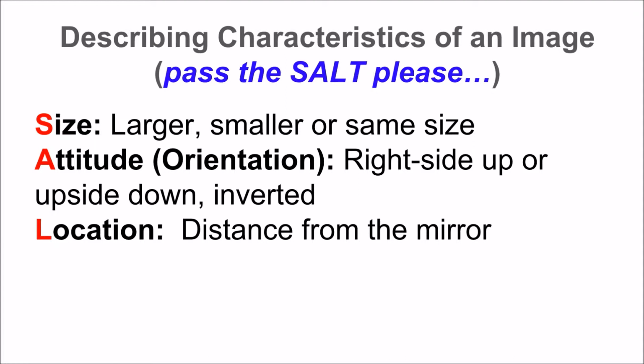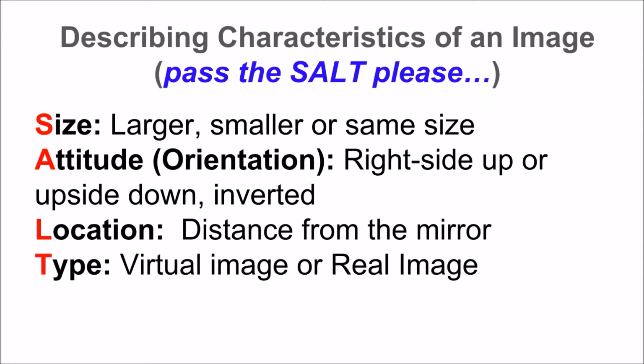The location, which means how far is the image from the mirror. Is it in front of the mirror, or is it behind the mirror? We can have the type of image, which means is it virtual or is it real? So again, a virtual image is when the image is formed behind the mirror, and the real image is when the actual incident rays come together at a point and form an image that's in front of the mirror. And we had a chance to see this with the demonstration we did last class.